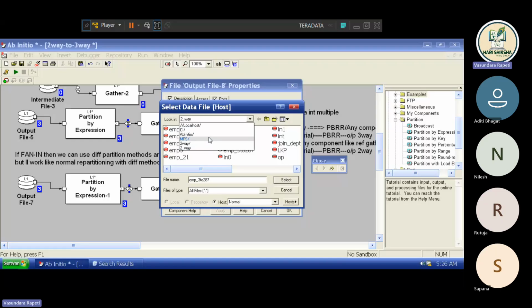So three-way to two-way, three-way to four-way. Fanning in, spreading more. 3 to 6 is okay, but 3 to 4 is not an integer multiple. How will it behave? Imp underscore 3 to 4.